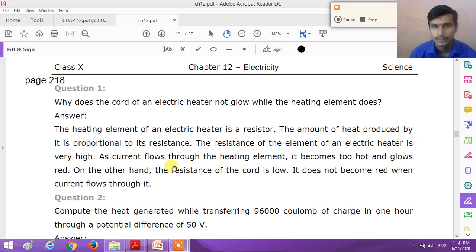So as the current flows through the heating element, it becomes too hot and glows red. On the other hand, the resistance of the cord is low. It does not become red when the current flows through it, right? So dear students, the heating element of the electric heater is a resistor, and the resistance of the cord is very low, so it does not become red when the current is passing through it, right?